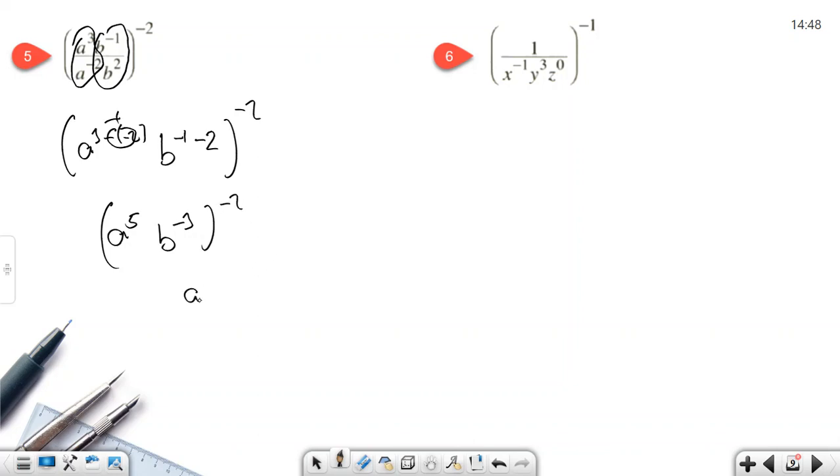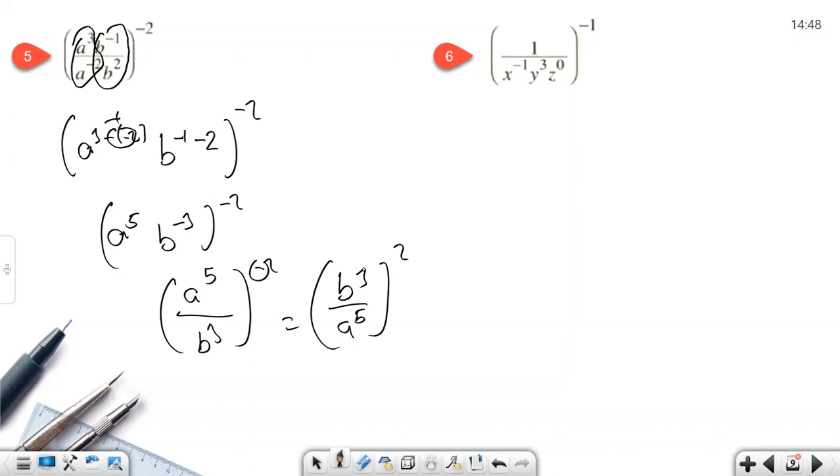Now that's exactly equal a power of 5 over b power of 3. Then there is a negative 2. So that's negative, we can write the reciprocal of that one: b cube over a power of 5, all to the power of 2. This power applies to both of them: b power of, I can multiply 2 times 3, 6, 2 times 5, a power of 10. That's the last result, b power of 6 over a power of 10.